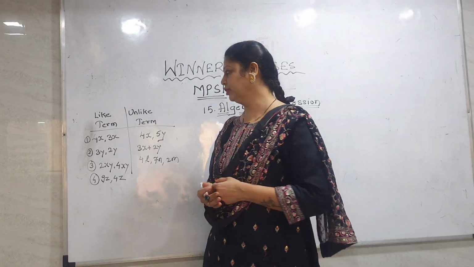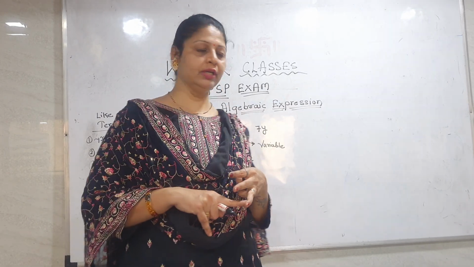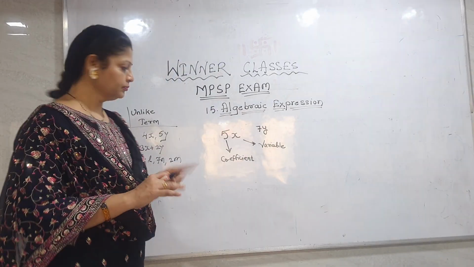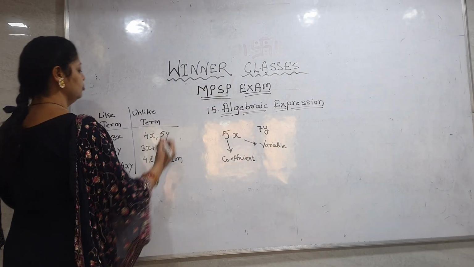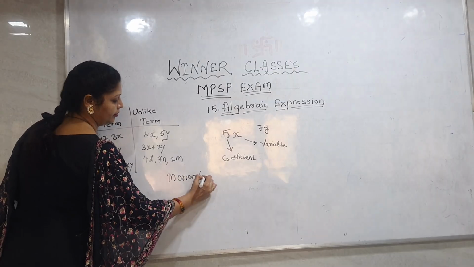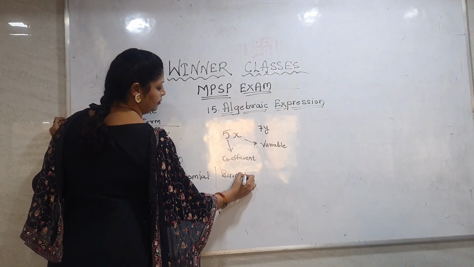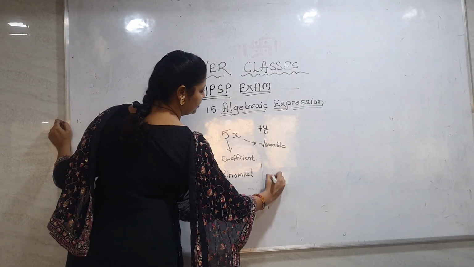Afterward, the next important topic is monomial, binomial and trinomial. So what does monomial mean? Now I am explaining here. Monomial, and second is binomial, and third is trinomial.